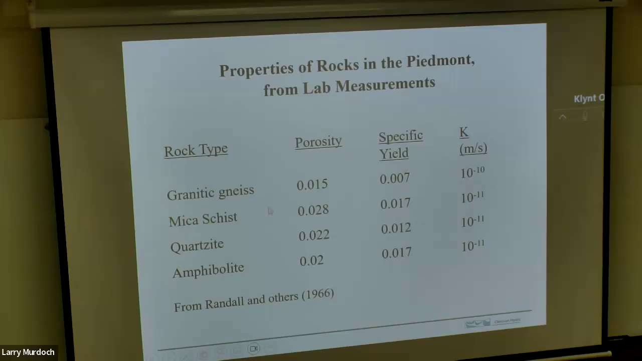So saprolite, remember, starts out as this stuff. And then when it weathers, it goes from 0.01, 0.02 up to 40 to 50%, 0.4 to 0.5 in porosity. And the permeability goes from 10 to the minus 10 up to 10 to the minus 6.